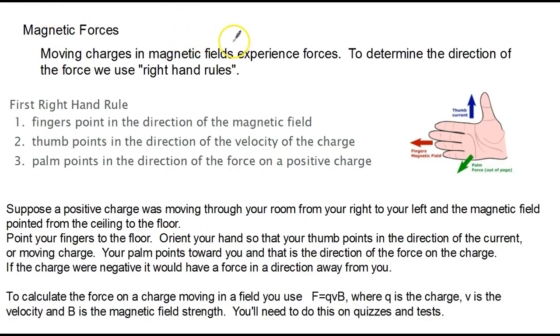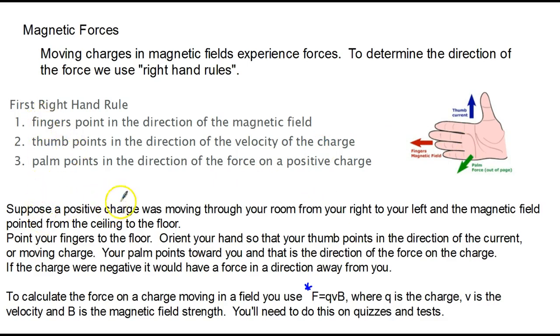Moving charges in magnetic fields experience forces. Now, we will learn to calculate the force on a moving charge in just a minute, but we're going to learn how to find the direction, and we do that with some right-hand rules. There are two of them. The first helps us find, if we have a moving charge or current in a magnetic field, the direction. Now remember, the current is a current of positive charge. Right-hand rules work for positive charge.